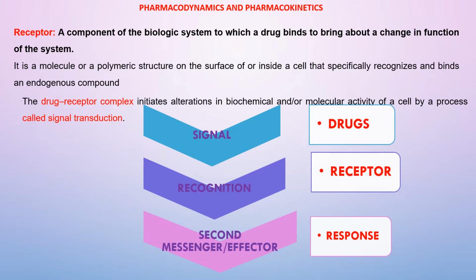The drug acts as a signal which is perceived or recognized by the receptor. The receptors are molecules that are present on the surface or inside the cell and specifically recognize certain endogenous compounds. The drug receptor complex initiates a series of reactions which leads to an intracellular response. The secondary messengers or effectors act as signaling molecules to bring about the response.